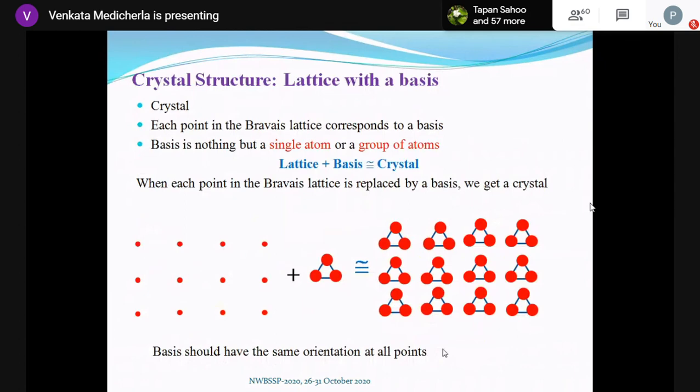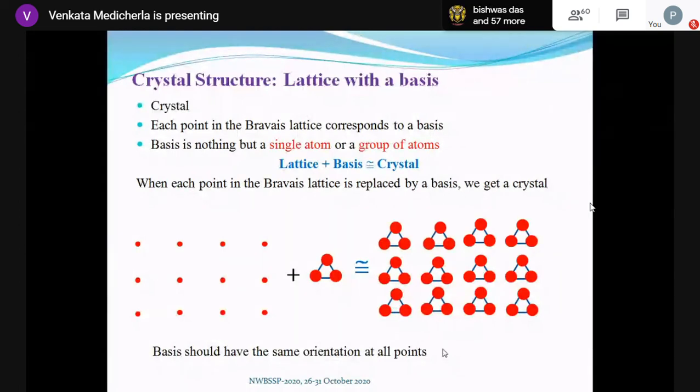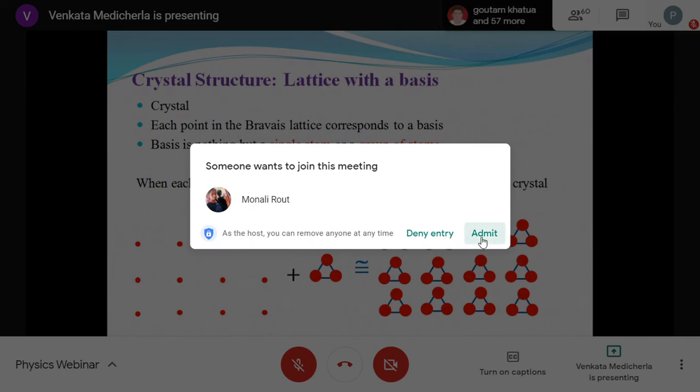Okay, so now let us see. So far we are talking about lattice, but how is the lattice related to the crystal? If you take a crystal structure, that is actually called a lattice with a basis. That means you must have a base lattice, and you should know what the basis is. Then you can get a crystal.